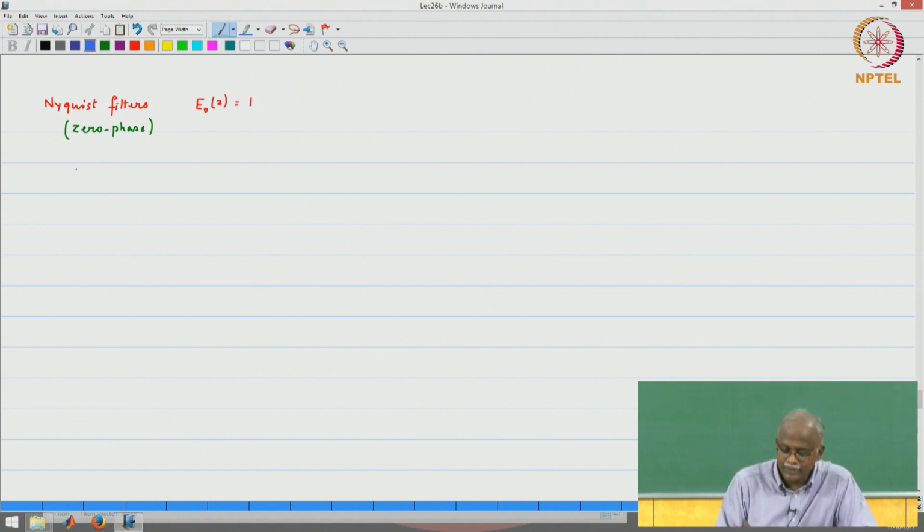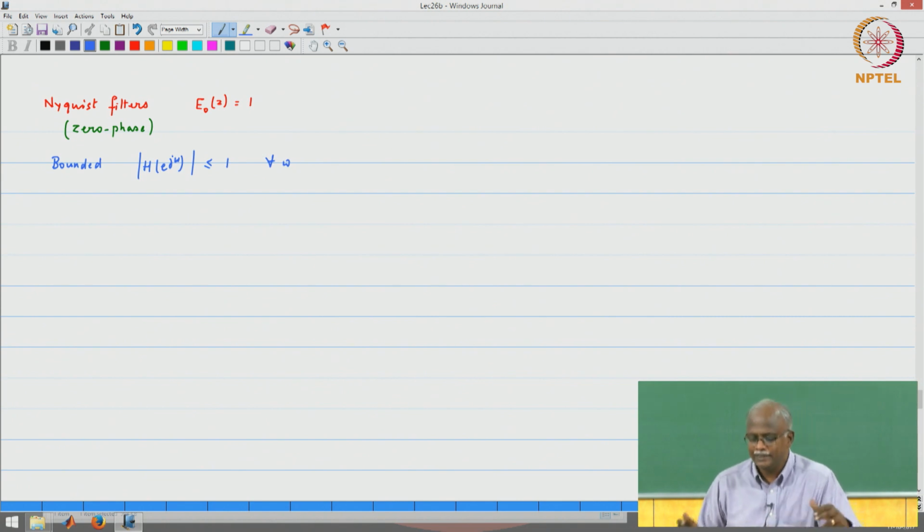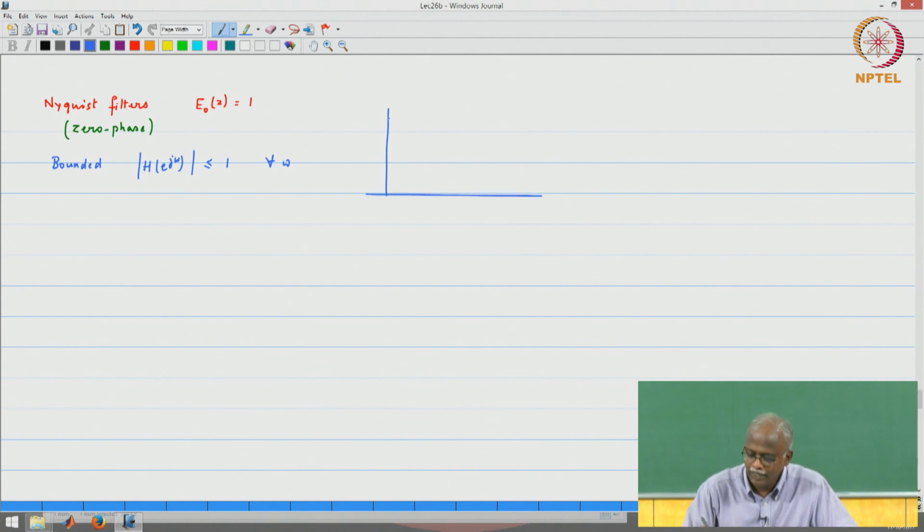Now what are some of the other things that we talked about? One was boundedness. Bounded basically means that |He(j omega)| is less than or equal to 1 or some constant for all values of omega. That is the property of boundedness, and typically in the context of filters this is very easy for us to visualize. So for example, if I had a low pass filter which had a certain ripple and a stop band, okay, it had a ripple of this type.